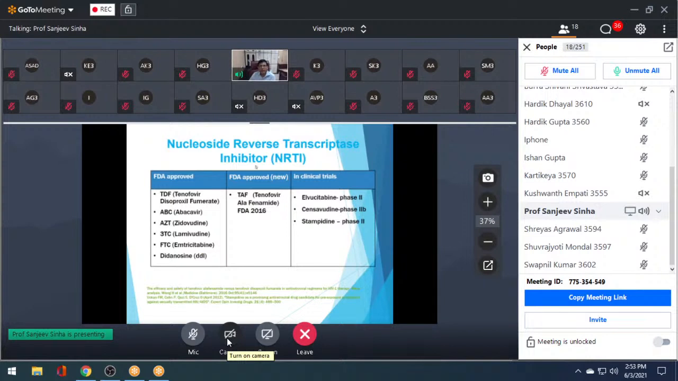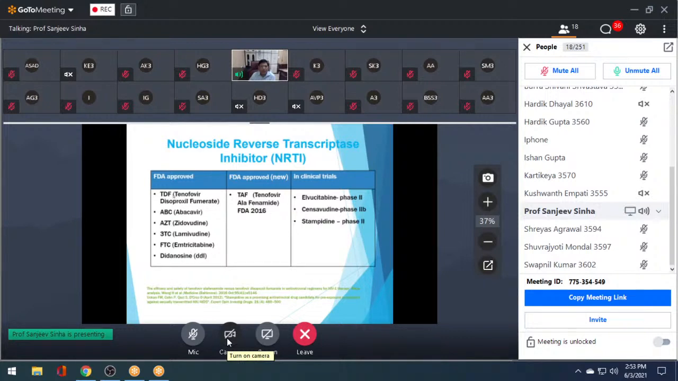You can see here the NRTIs, or nucleoside reverse transcriptase inhibitors. We have tenofovir disoproxil fumarate, which is TDF, and then ABC or abacavir, zidovudine, lamivudine, emtricitabine, and adenosine.